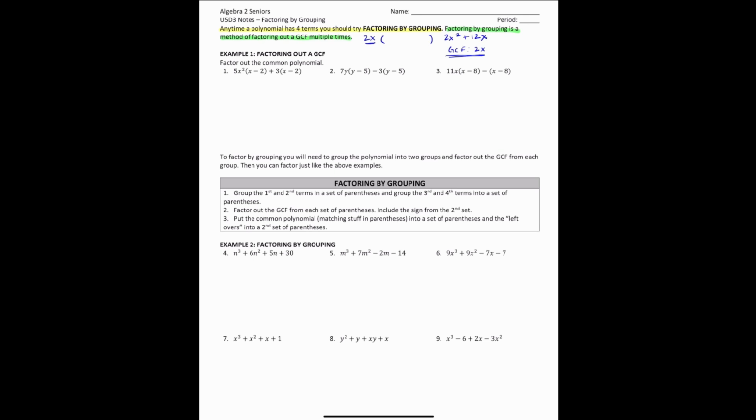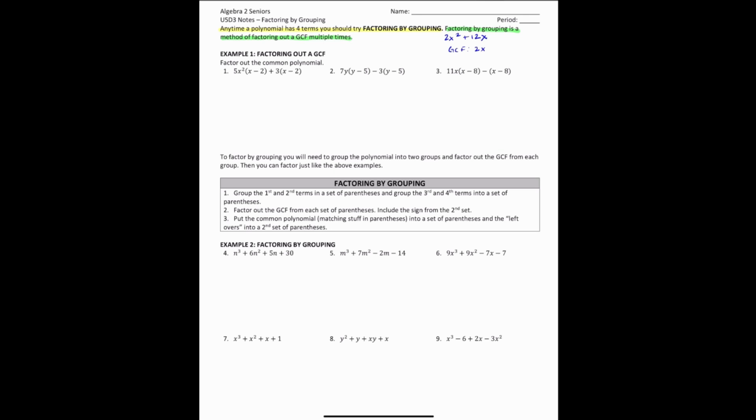Since the GCF is 2x, I'll write 2x in front of the parentheses. Now, remember, how we approach this was we look at the GCF and play the algebra game. And that would be 2x times what gives you 2x squared? And you would say x. And then 2x times what gives you positive 12x? And you would say plus 6. So this right here is the expression in factored form, and that would be our answer.